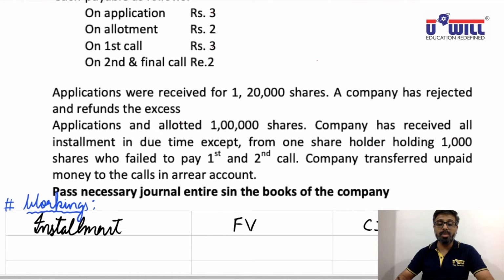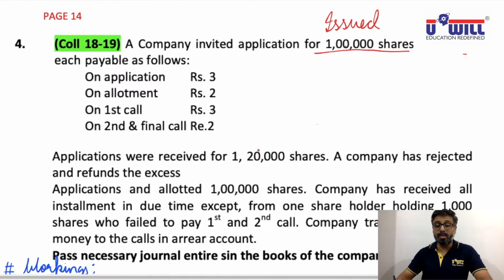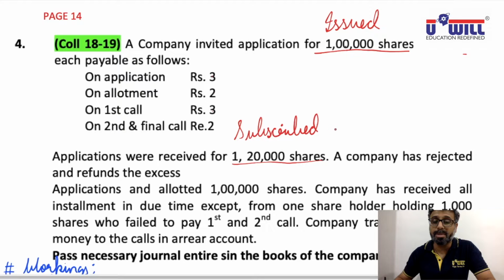Now applications were received for 1,20,000 shares. Now see here, issued are 1 lakh, but we have received 1,20,000 shares, so mark it as subscribed. Now we discussed that there are 3 situations possible: over subscription, full subscription and under subscription. This is a situation of over subscription. Against 1 lakh shares issued, we received 1,20,000 shares. So on 20,000 shares, we will have to refund the money.